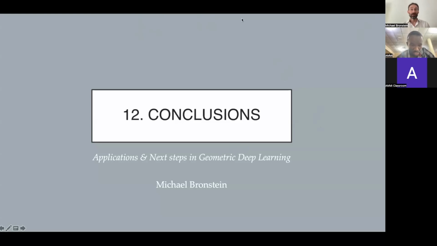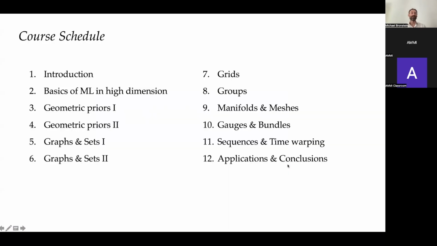Wonderful. Thank you. So we finally got to the final lecture of this course after several lectures. I remind you that we've seen the foundations of geometric deep learning, geometric priors, and then different domains, whether it's graphs, grids, groups, manifolds, and gauges. And then Petar talked about sequences and time, and he talked about categories.